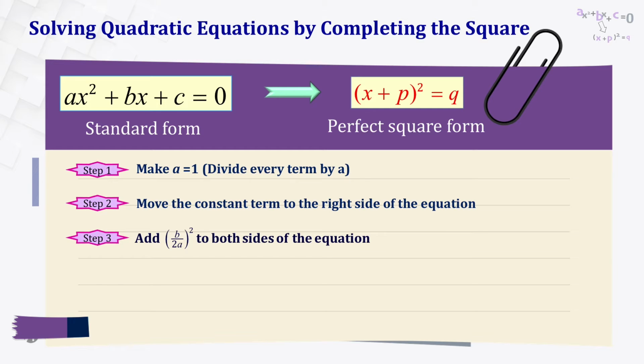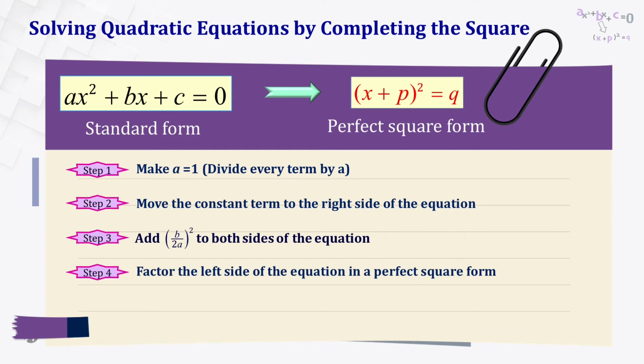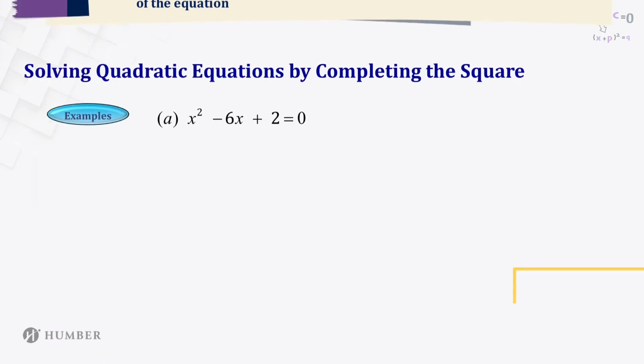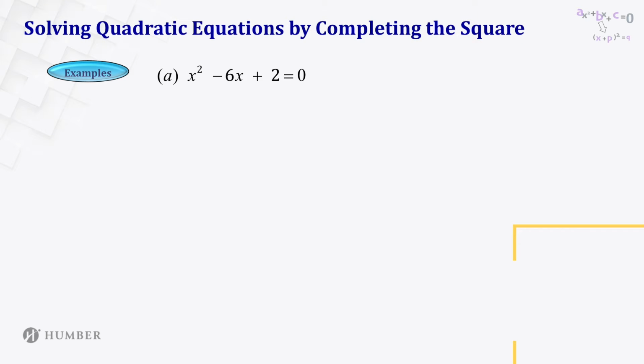Step 4. Factor the left side as a perfect square form and simplify the right side of the equation. Step 5. Solve the equation by taking square root of both sides. Let's take a look at some examples then.